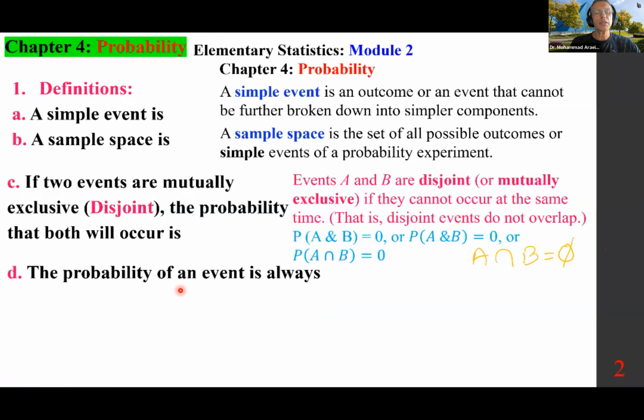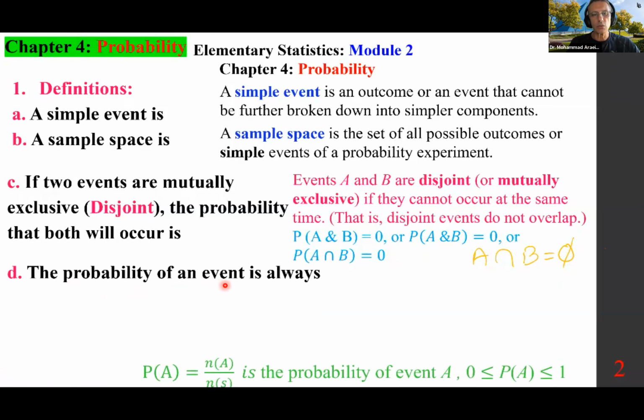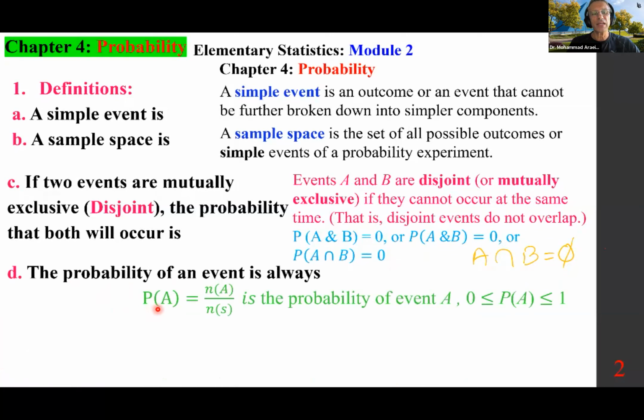The probability of an event is always between 0 and 1. Probability of A is defined as n of A over n of S, and it's always between 0 and 1. Can it be 0? Yes, which is called an impossible set. Can it be 1? Yes, which is called a sure set. But it can never be negative or larger than 1.